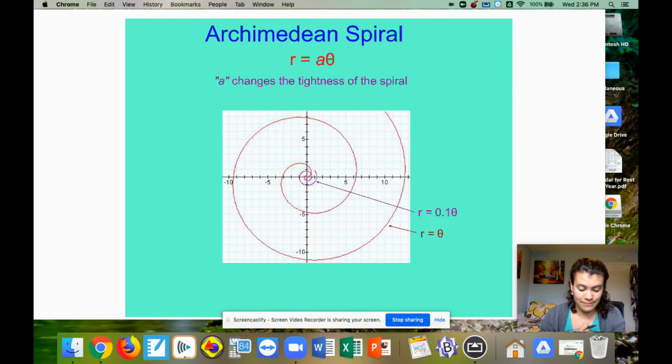An Archimedean spiral is like this. And then the a value changes how tight your spiral is. So this little tiny one right here has 0.1 in front of the theta, versus 1, giving you the big red spiral.